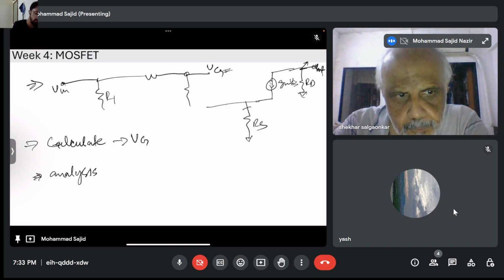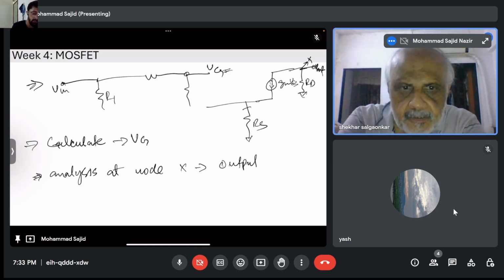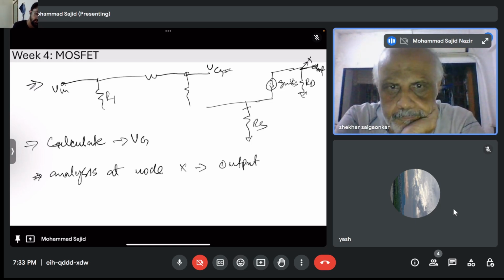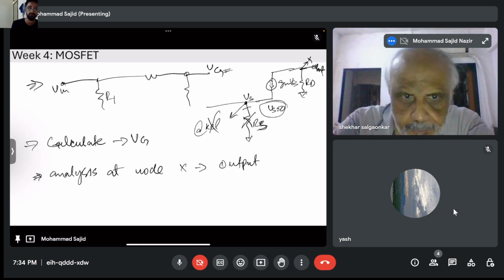Then the next step is the analysis at, let's say, node X, because this will give you the output. And then if there is an RS here, you need to construct VS as well, because this won't be zero. If there is no RS, then VS is zero. You don't need to consider KCL at this node. You just need to do the steps.